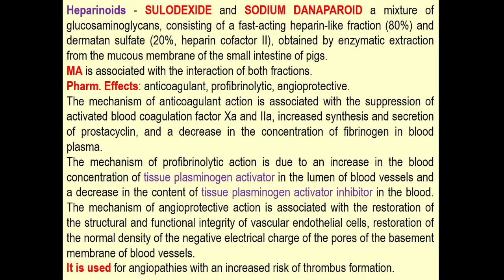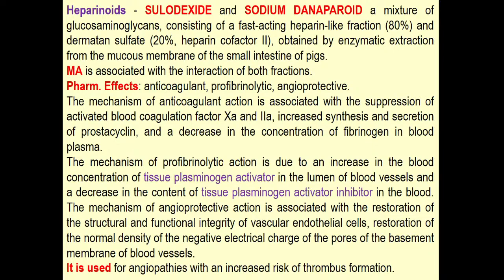Heparinoids: pseudodexide and sodium danaparoid. Heparinoids are a mixture of glucosaminoglycans consisting of a fast-acting heparin-like fraction, 80%, and dermatan sulfate, 20%, heparin cofactor 2, obtained by enzymatic extraction from the mucous membrane of the small intestine of pigs.